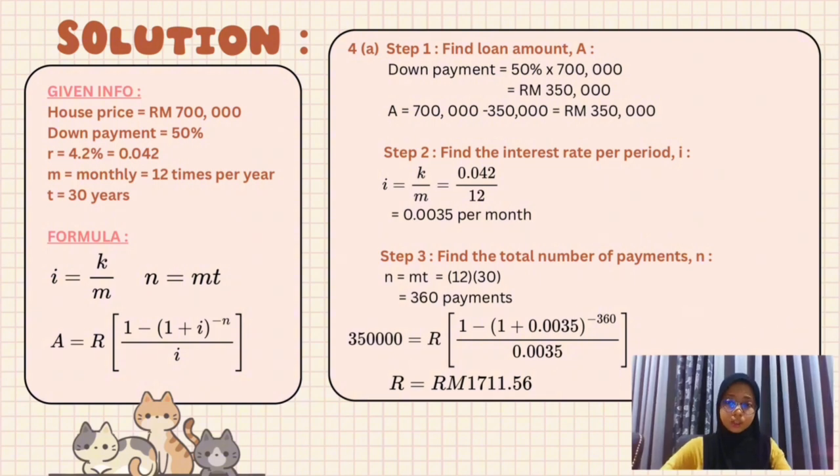As you can all see in the left box: house price RM 700,000, down payment 50%, annual interest rate R 4.2%, compounding frequency M monthly, which is 12, and loan term T of 30 years.